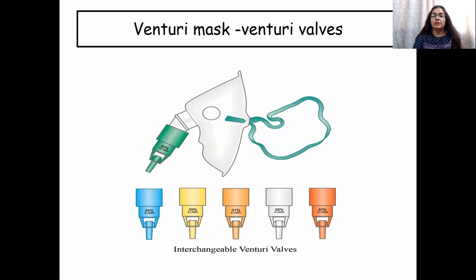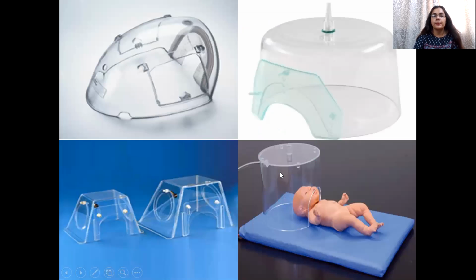This is another type of Venturi valve which you do not need to rotate. There is no arrow, but this is a single Venturi valve. If you want to deliver 24% FiO2, you have to attach this Venturi valve and start the flow at 2 liters per minute. If you want to go to higher values, you need to switch over to other valves. So this is 28. Accordingly, you can change.